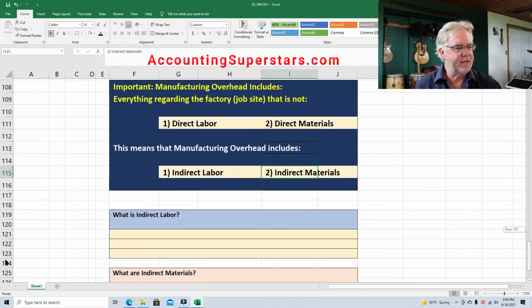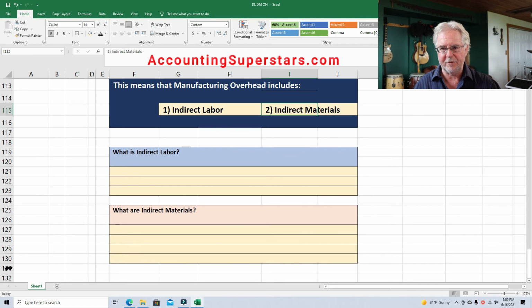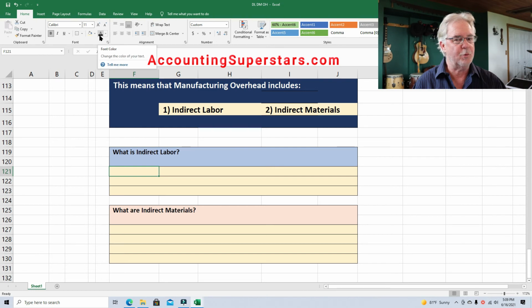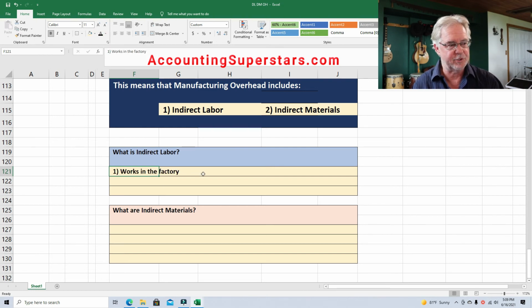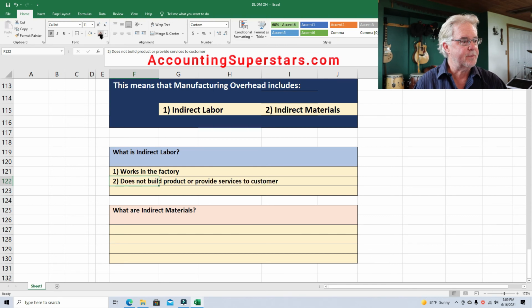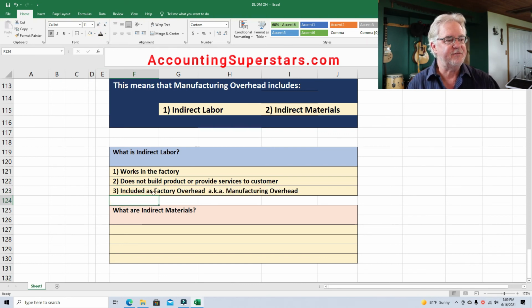All right, so coming down here, so this is kind of a little bit of a review here, put it all together. So what is indirect labor? Indirect labor, they're working at the job site here, so works in the factory or the job site. Number 2, does not build the product or provide services to the customer, kind of like the janitor that works in the factory. The janitor cleans the factory but doesn't actually build the boats or whatever they're doing. Number 3, included as factory overhead, or in other words, manufacturing overhead. Factory overhead, manufacturing overhead, same thing. So in other words, indirect labor is included as factory overhead.